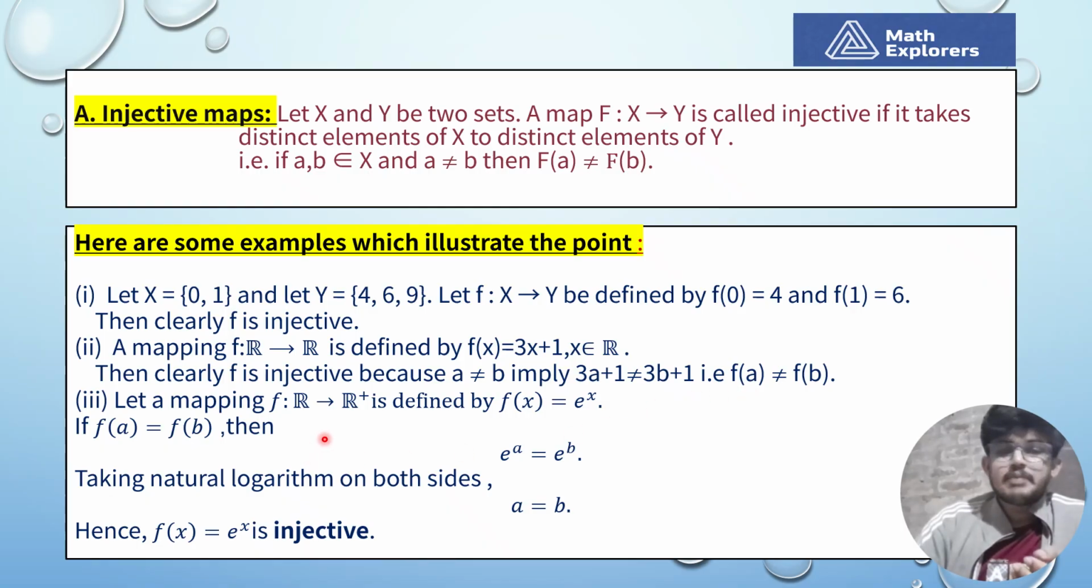Third problem, the mapping f such that R to R plus is defined by f of x equal to e to the power x. So for this problem, first we consider if the images are the same. If f of a equal to f of b, then e to the power a equal to e to the power b, and this implies a equal to b. So for same image, the elements are same, which belong to the domain set, and contrapositively I can say a not equal to b implies f of a not equal to f of b. So f is injective. Clear? Any doubt? Next page.